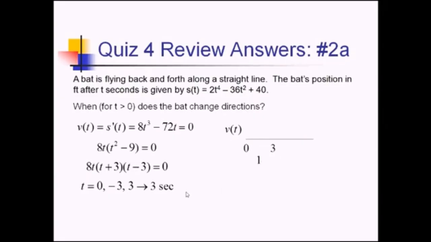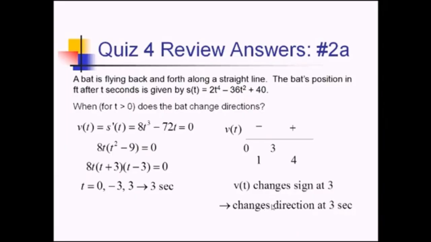That's pretty easy. If I plug 1 in my velocity, that's going to give me positive, positive, negative. That's a negative overall, odd number of negatives. If I plug in something bigger than 3, like 4, that gives me a positive, a positive, a positive, so positive overall. So since we have a sign change for my velocity, v of t, at t equals 3, that means that therefore the bat is changing directions at 3 seconds.